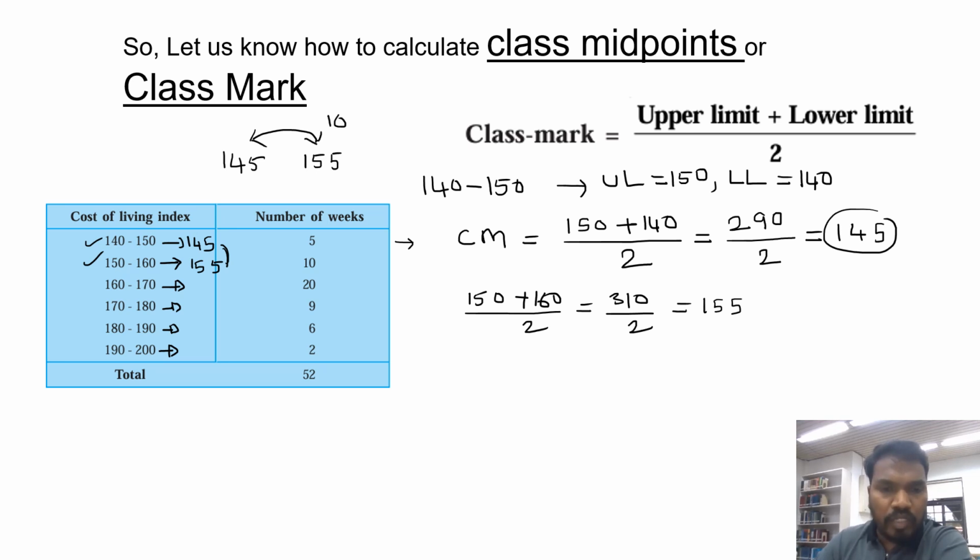You just add that 10 to the next, so then you would be getting the next class mark: 165, 175, 185, 195, if the class width of all the class intervals is the same. If class widths are not the same, then you should do it manually by using this formula. Clear? So that is it. Once after calculating the class marks, the next thing is to construct the frequency polygon.